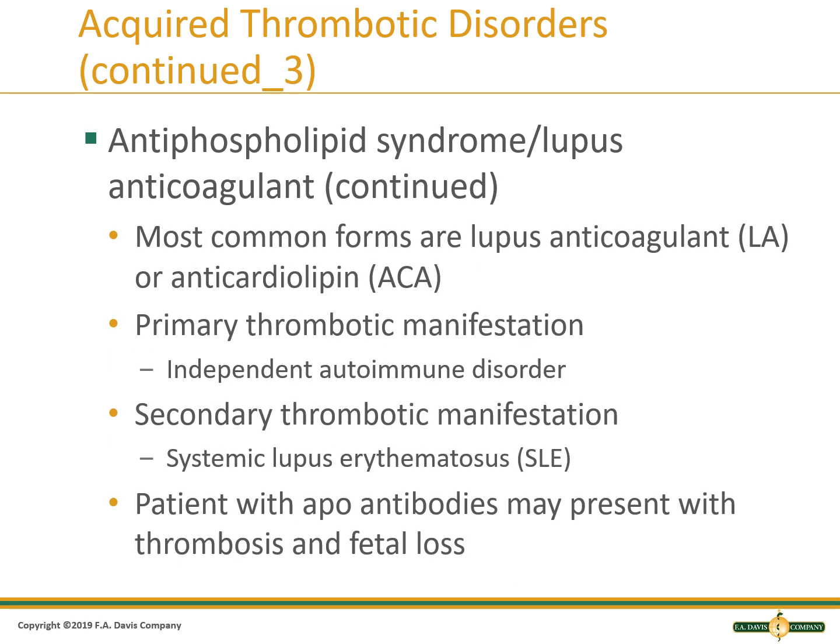The most common forms of lupus anticoagulant are LA and anticardiolipin or ACA. So you have primary thrombotic manifestation, which means there's an independent autoimmune disorder, as well as secondary thrombotic manifestation due to systemic lupus erythematosus. So a patient with APO antibodies may present with thrombosis and fetal loss.